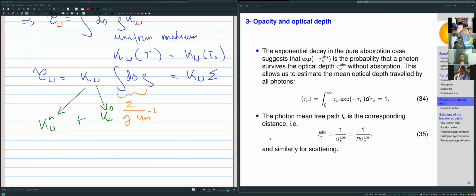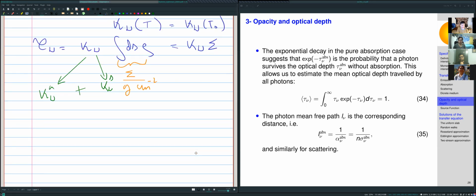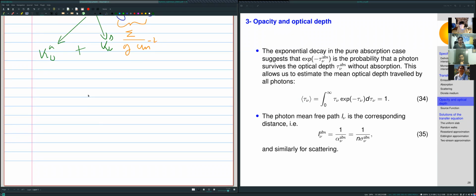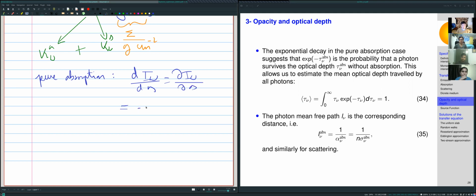Next, some other properties of the optical depth we've already discussed. I think we've been through this already from the textbook. Let me remember the way I'm putting things. If we have pure absorption, in the pure absorption case, we have a single variable, so it's the same partial derivative, and that is minus alpha nu I nu.